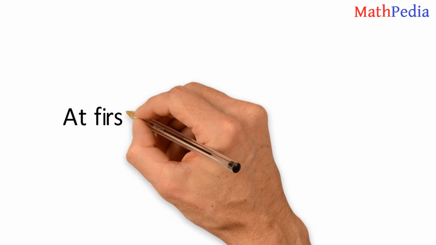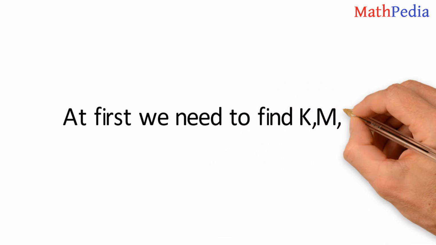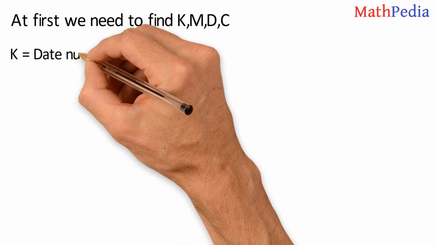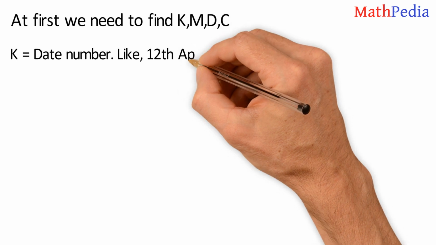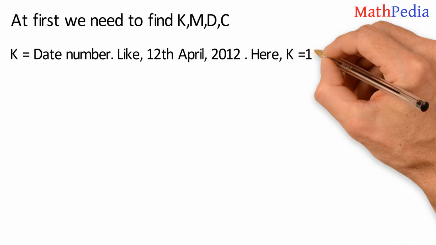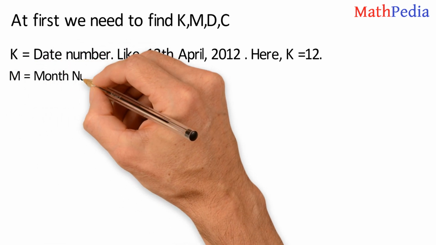And in your mind. At first, we need to find the values of K, M, D and C. K means date number. For example, 12th April 2012. Here K equals to 12. M means month number.